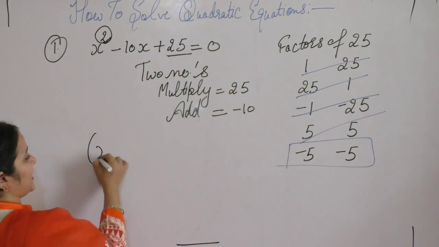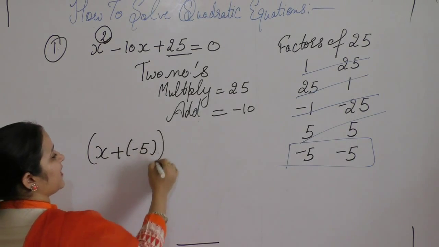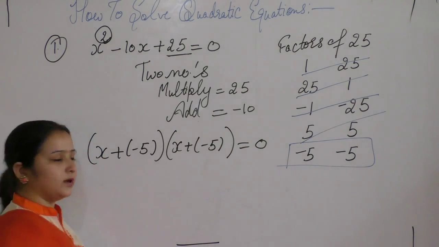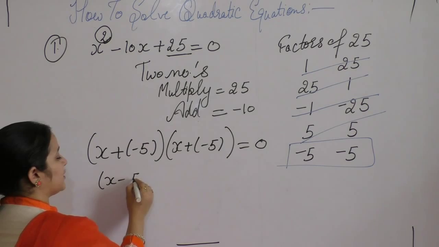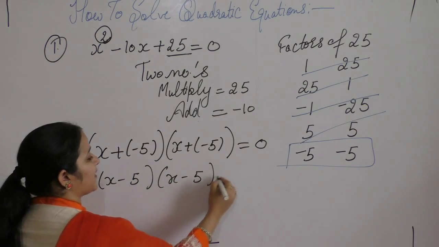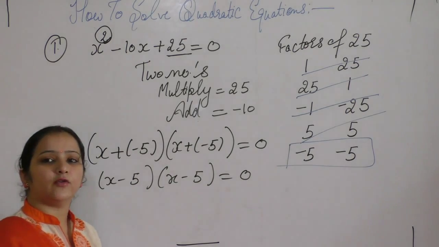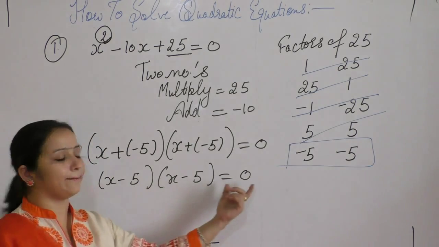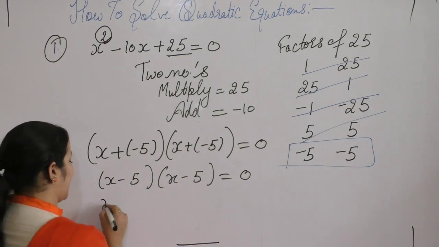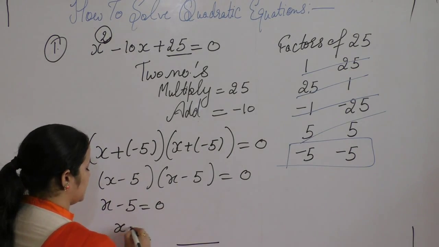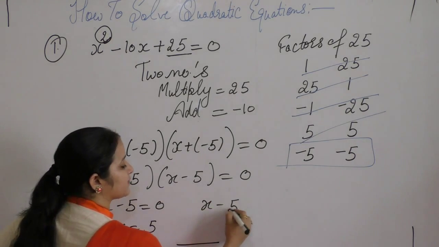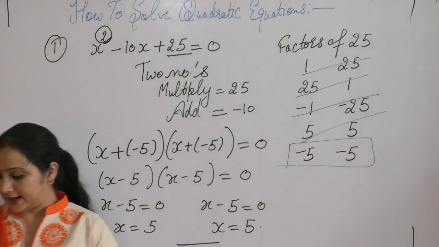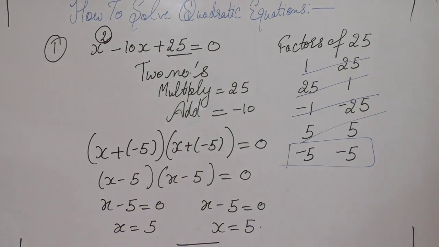So we write it as (x plus minus 5)(x plus minus 5) equals 0. So plus minus is minus, so (x minus 5)(x minus 5) equals 0. Now we want to find the value of x, that is the root of x. So put these terms separately equal to 0. x minus 5 is equal to 0, so x is 5. x minus 5 is equal to 0, so x is 5.